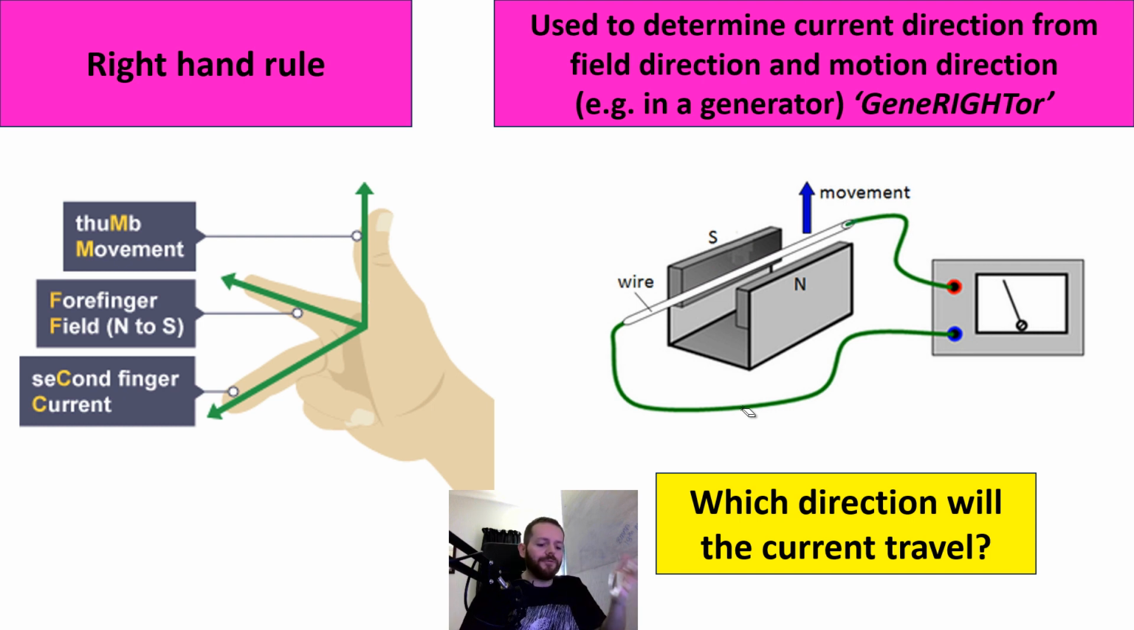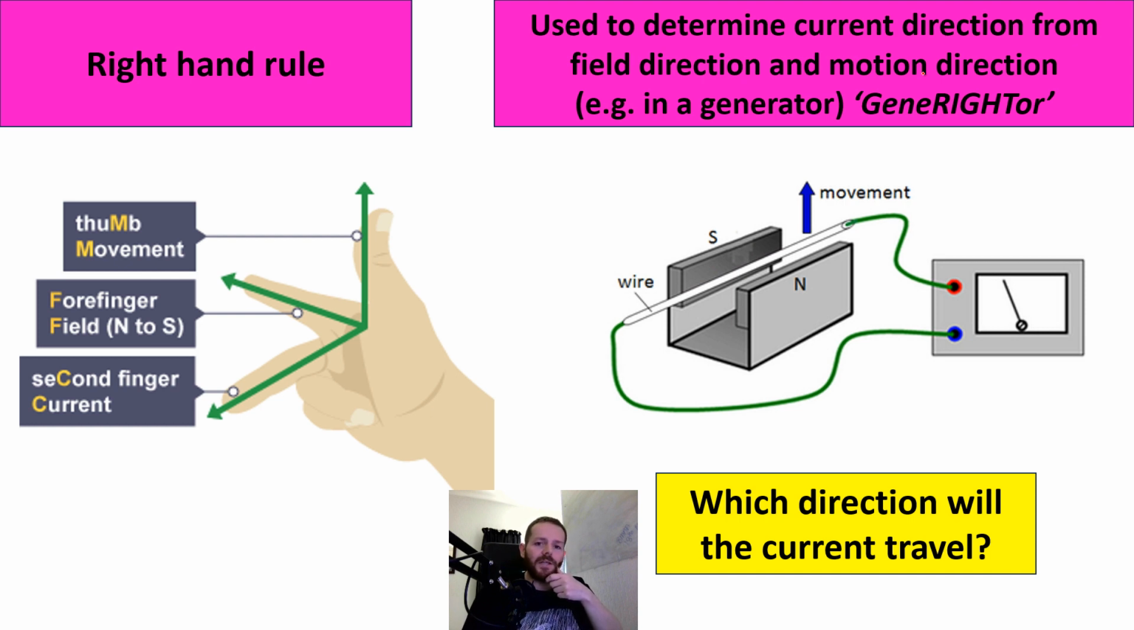Why are we using the right-hand rule? Well, the left-hand rule is designed for looking at motion when motors are involved. The right-hand rule is designed to look at current direction when generators are involved. Okay, so it's used to determine current direction from field direction and motion direction. Look at that. I've been given two of the three variables again.